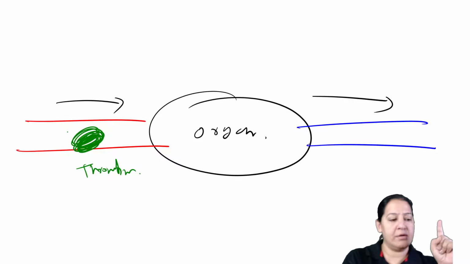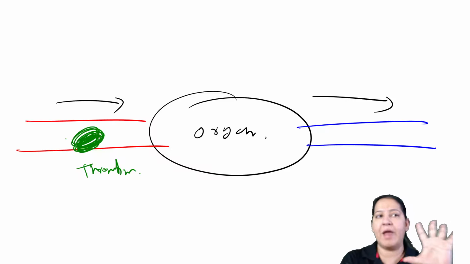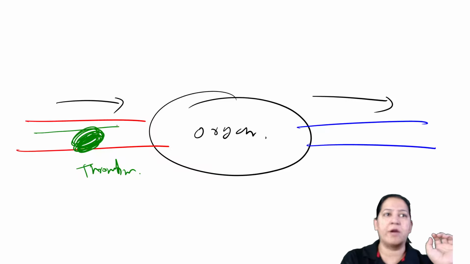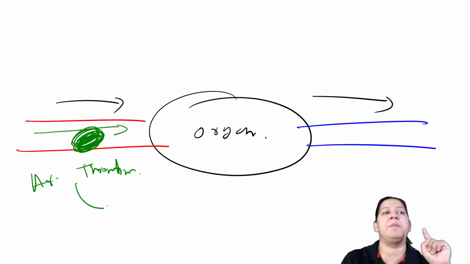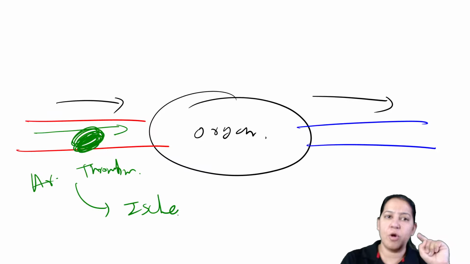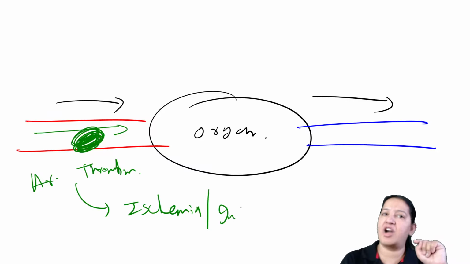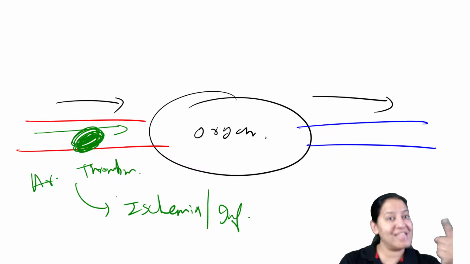So what will happen? Common sense, apply common sense. Since no blood or less blood is flowing to the organ, arterial thrombus leads to ischemia and infarction of the organ because there is less blood flowing to this organ.